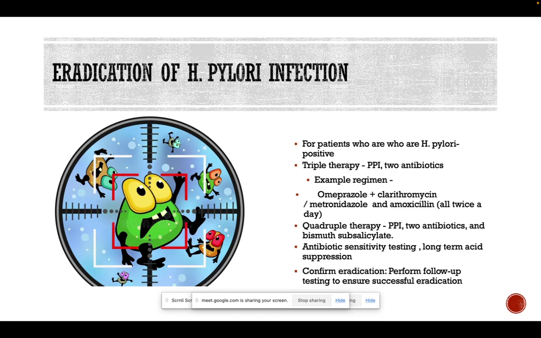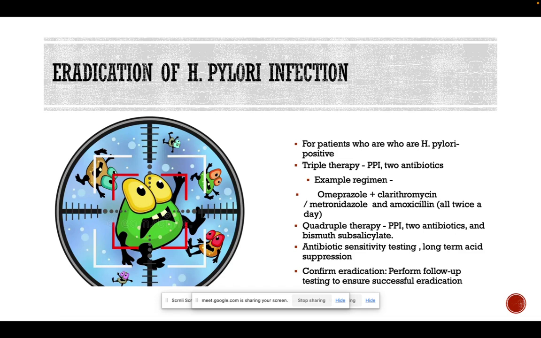Two therapies are generally used: triple therapy and quadruple therapy. Triple therapy includes proton pump inhibitors and two antibiotics. An example of the regimen used is omeprazole and antibiotics such as clarithromycin, metronidazole, and amoxicillin, all done twice a day.